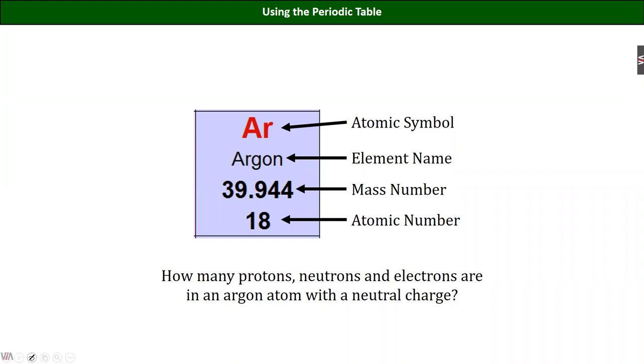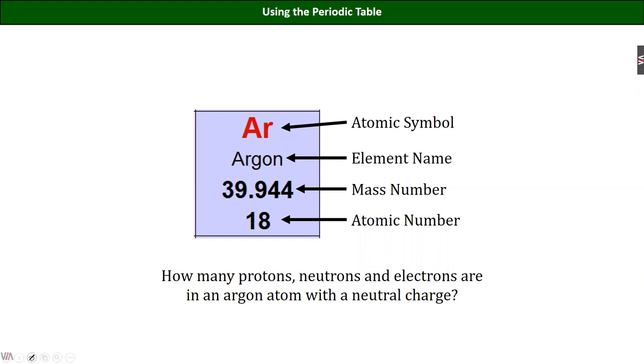And as far as neutrons, sometimes you'll have a specific isotope that's given to you. And in this case, it just says an argon atom with a neutral charge. If it doesn't specify a specific isotope, then it means the most common isotope, which means you just look at the mass number. The mass number should be really close to a whole number if there's one most common isotope, and you just round it to the nearest integer and say, okay, all of the things that make up the mass are either a proton or a neutron, and their masses are about the same.